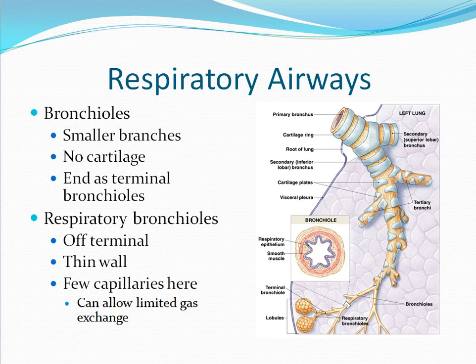Bronchioles are very small branches that contain no cartilage. They are kept open due to the elasticity of the nearby lung tissue. The smallest of these bronchioles are called the terminal bronchioles. Next are the respiratory bronchioles, which are branches off of the terminal bronchioles. They too have very thin walls. We can see a few capillaries associated with the respiratory bronchioles. This will allow some very limited gas exchange to occur at this level.